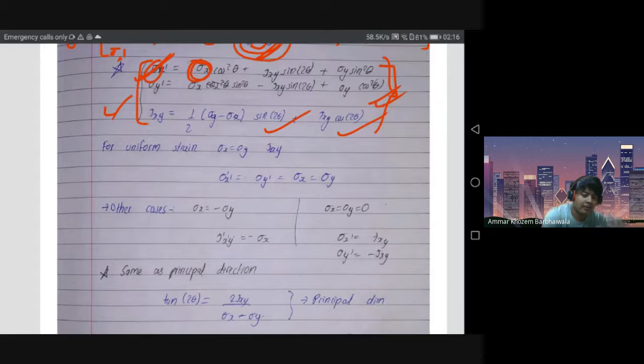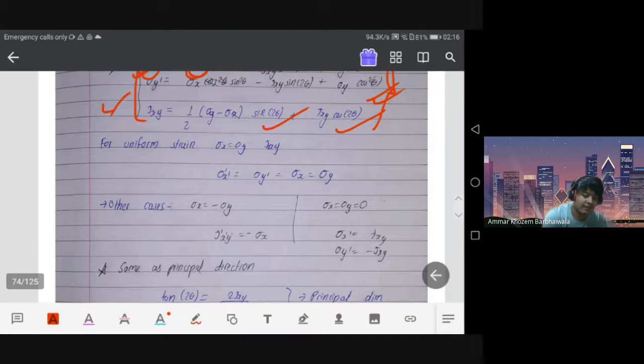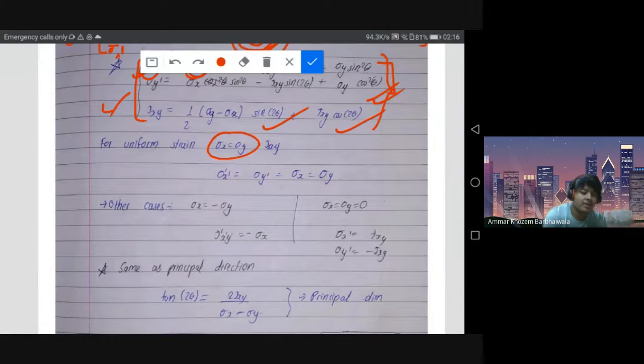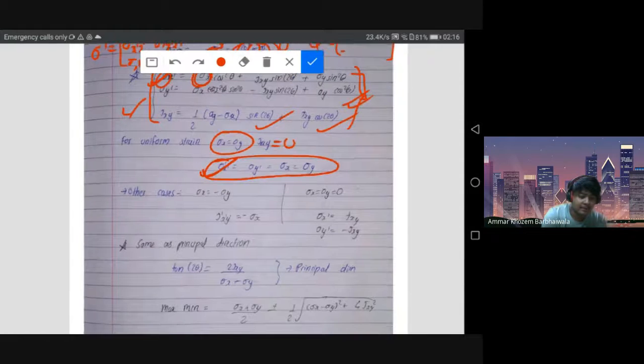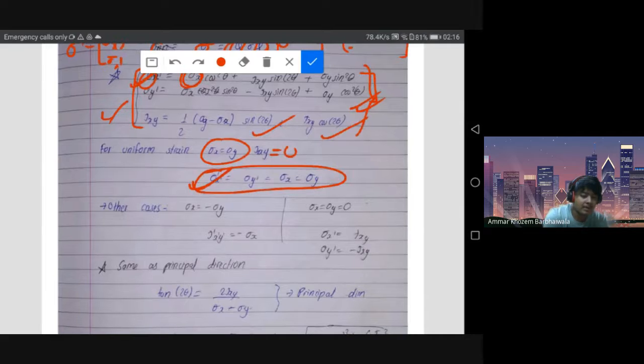Now for uniform stress, suppose we have sigma x equal to sigma y and tau xy equal to 0. In that case, sigma x prime is equal to sigma y prime, which is equal to sigma x and sigma y, which can be seen from these equations too. Tau xy would be 0, and cos square theta plus sin square theta is equal to 1. So all components in any direction would be the same.